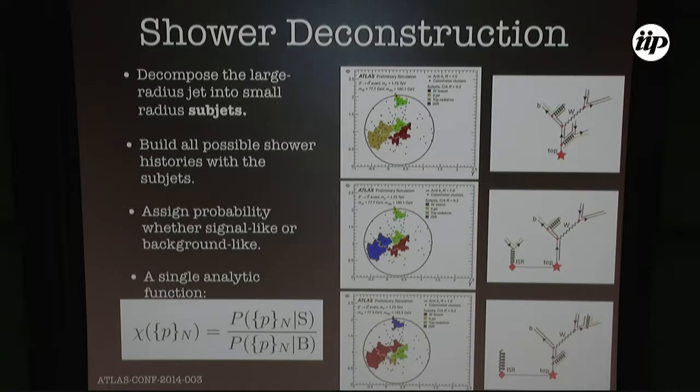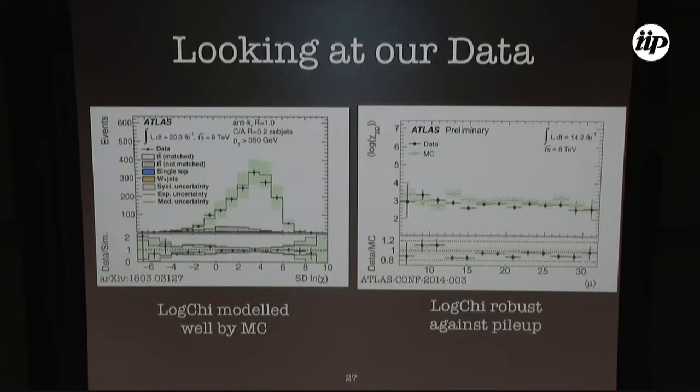This is assuming a signal hypothesis, and we can do the same thing assuming a background hypothesis. So we essentially sum up the probability for all the shower histories to be top-like and get this variable chi as a likelihood ratio. And this is our substructure variable of interest.